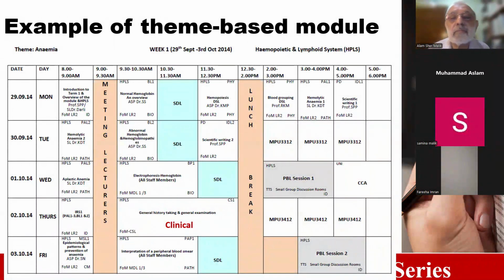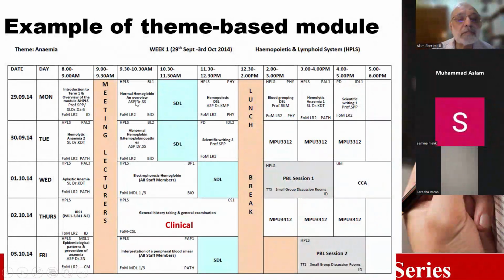This is the hemopoietic and lymphoid system module. This is week 1, and the theme is anemia. This is an integrated timetable, and it is a very comprehensive timetable. If you look at it, every box, for example, this is a hemopoietic module, this is a physiology session by the physiology department, and this is the lecture room. So this timetable, in just one glance, can give all the information about the activity.